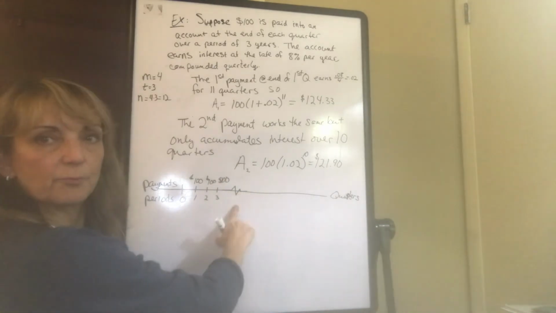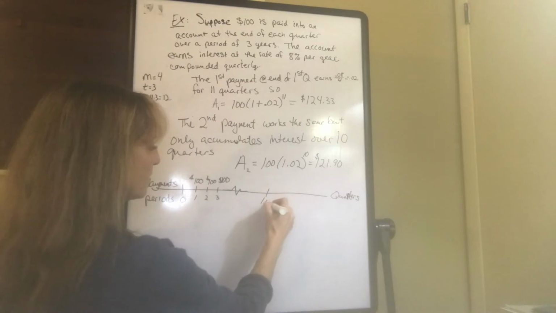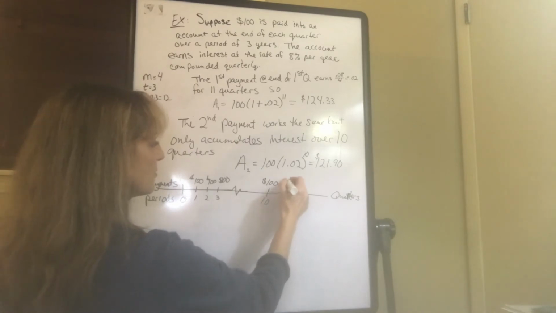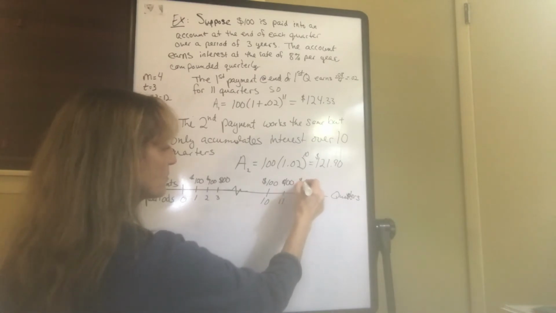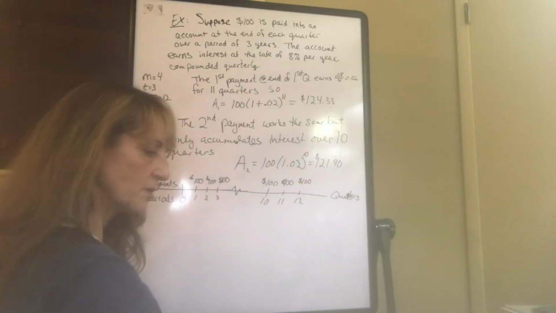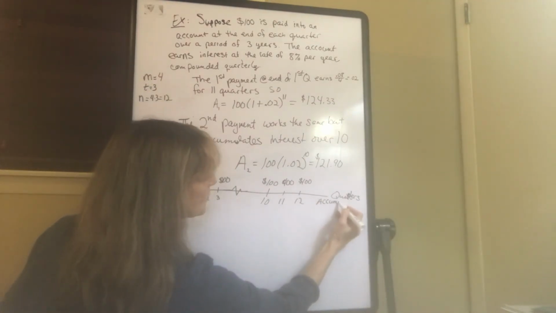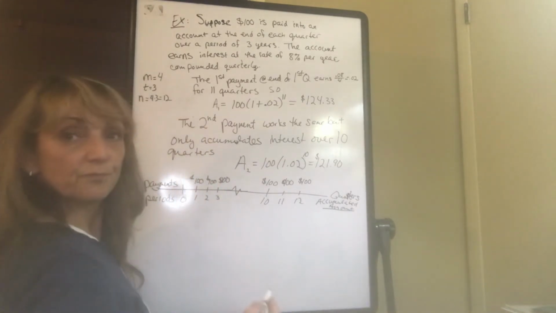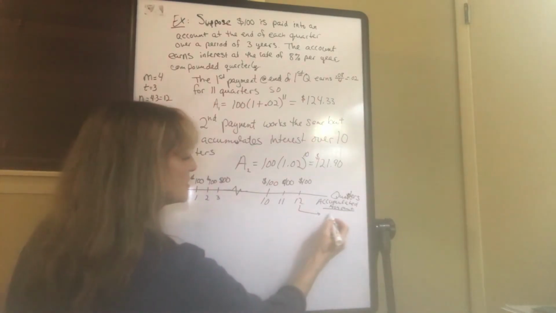I'm doing that little break symbol, as we talked about, and we keep going. At the 10th quarter, way out here, we're still putting in our faithful $100. We put another 100 in at the 11th, and finally at the 12th, the end of the term, we put in our last $100. So what is the accumulated amount? Well, the very last one we put in doesn't accumulate anything, so it's just going to be $100.